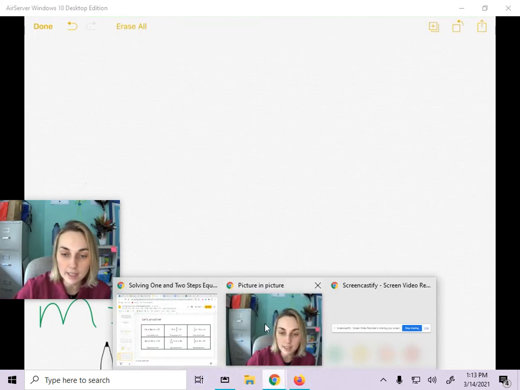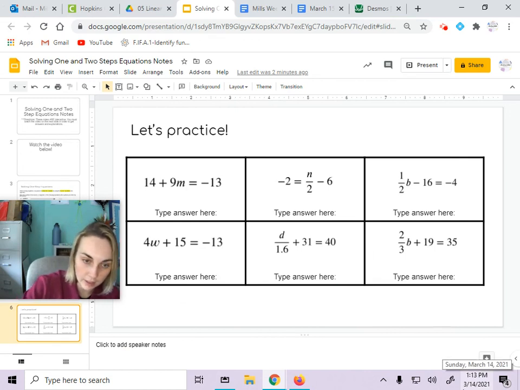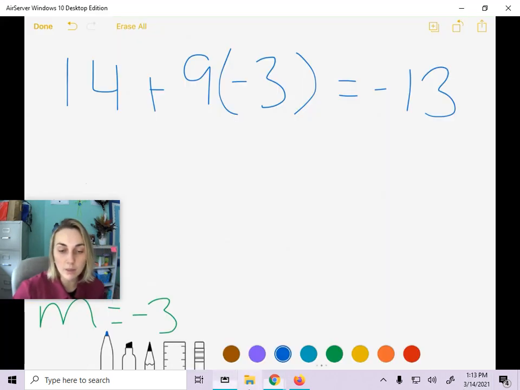We had 14 plus 9. I'm going to put a -3 in for there, and that is equal to -13. So again, we can go ahead and solve this to make sure that -3 is our correct answer.